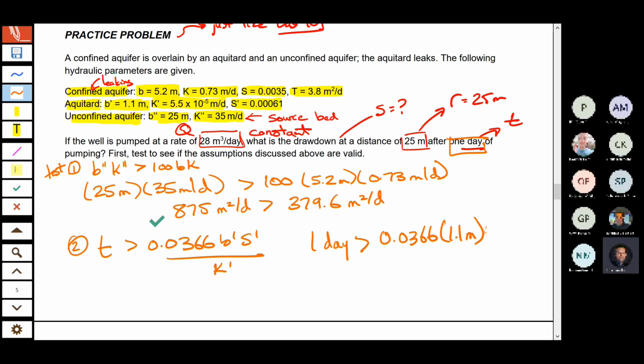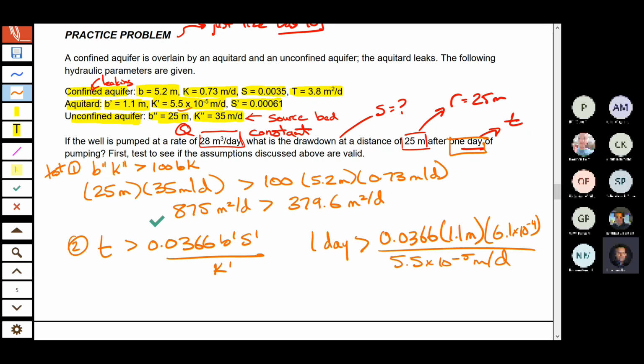My S prime has no units. 6.1 times 10 to negative 4. You could just leave it as 0.00061. I'm just kind of running out of room here. Divide that by my K prime, which is, where's my K prime? It's right here, 5.5 times 10 to negative 5 meters per day. And you can see here that we're going to be left with just a day function as our meters cancel out. So I'm just going to put that into my calculator.